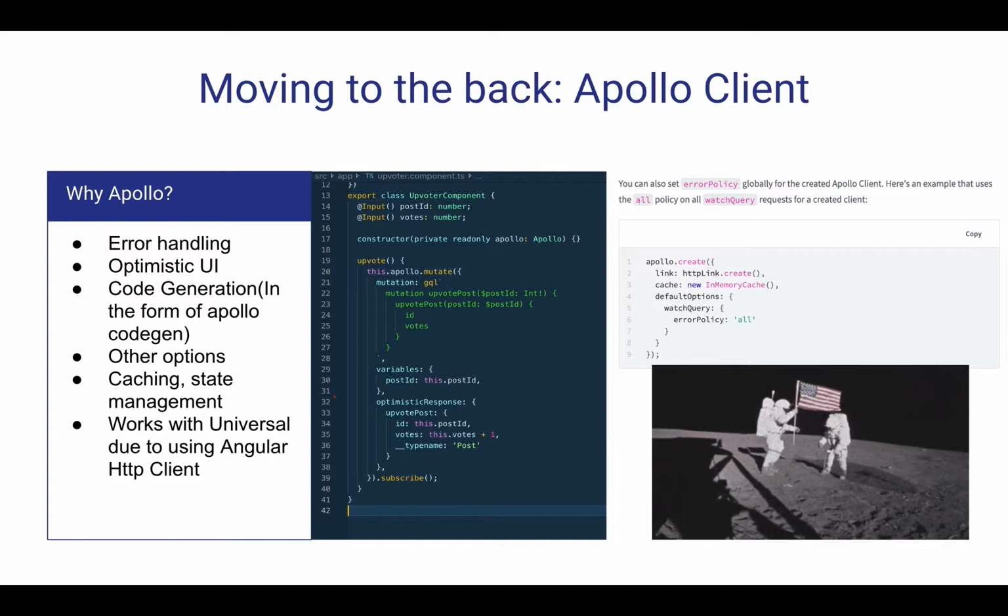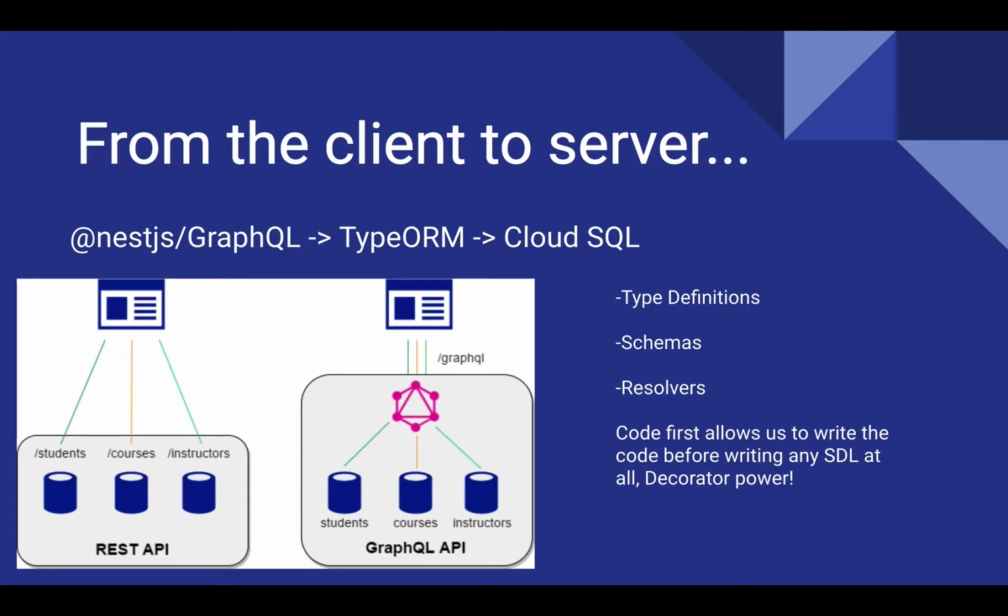We provide an optimistic response and tell GraphQL what to do, or tell Apollo what to do on the client side before that request comes back. So what it should expect to change in the UI. That's what the optimistic response is for. So here's kind of what I was talking about there.